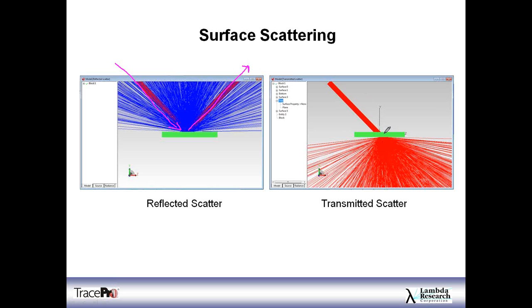In this case, we have transmitted scattering. We have a diffuser surface applied to the bottom surface of this object. So we have our incident beam and then our scattered rays coming out the other side.